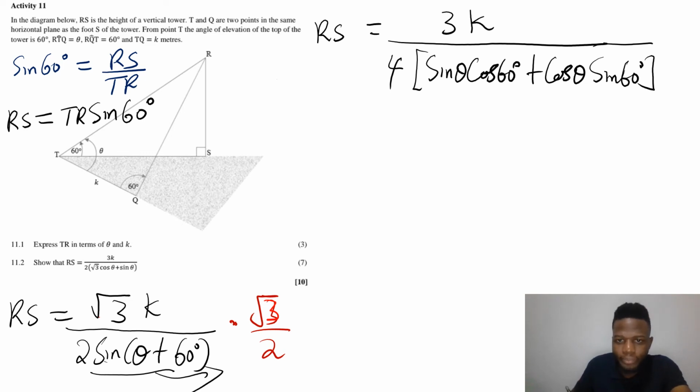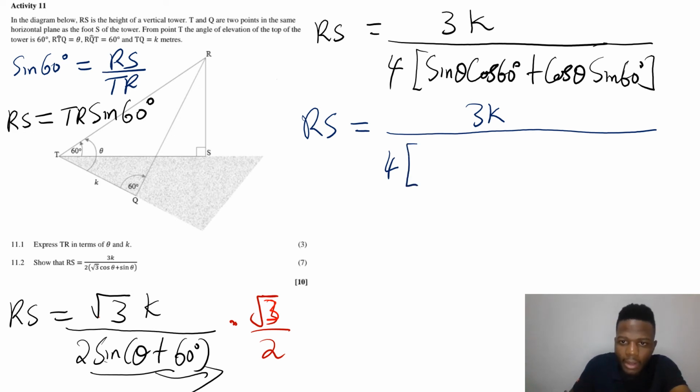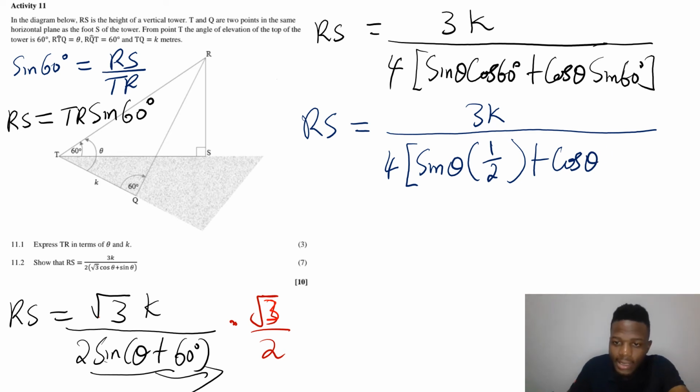Now let's simplify these. 3k all over 4, and then sine theta. What is cos 60 degrees? Cos 60 degrees is not root of 3 over 2, sorry, it is 1 over 2. And then plus cos theta, sine 60 is going to give us root of 3 over 2.